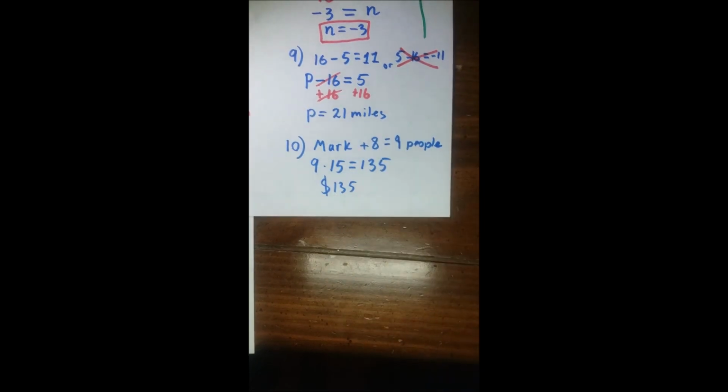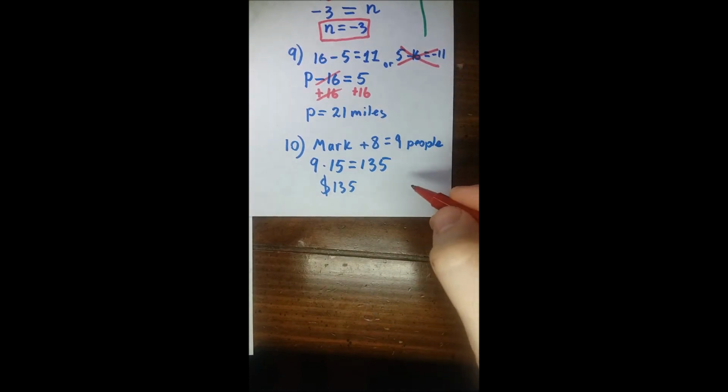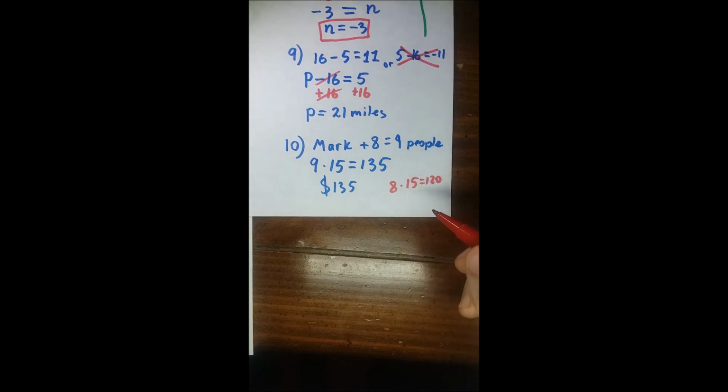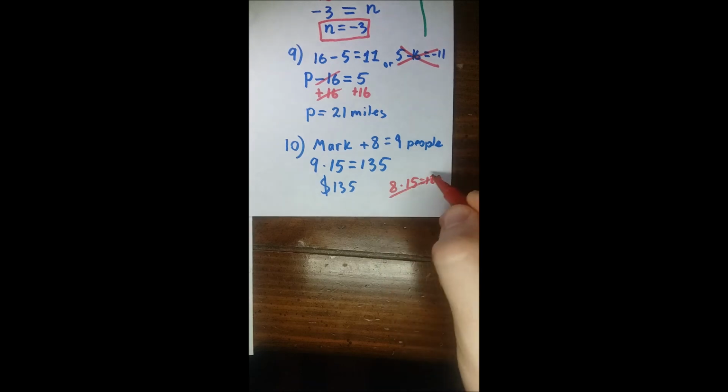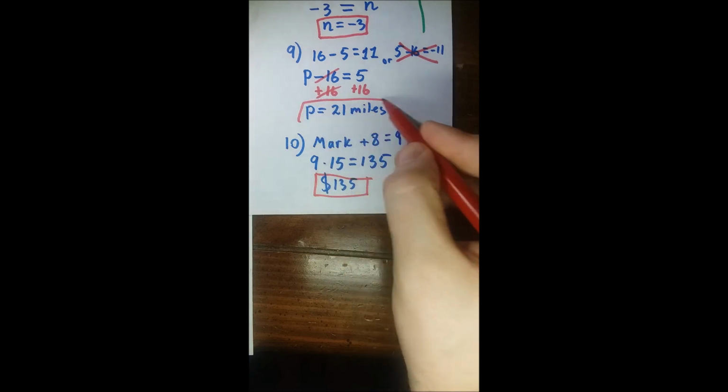A very common answer was $120. How did people get 120? They put 8 times 15 equals 120. What about Mark? Mark is not included there, so this is not a good answer. So $135 is okay. All right.